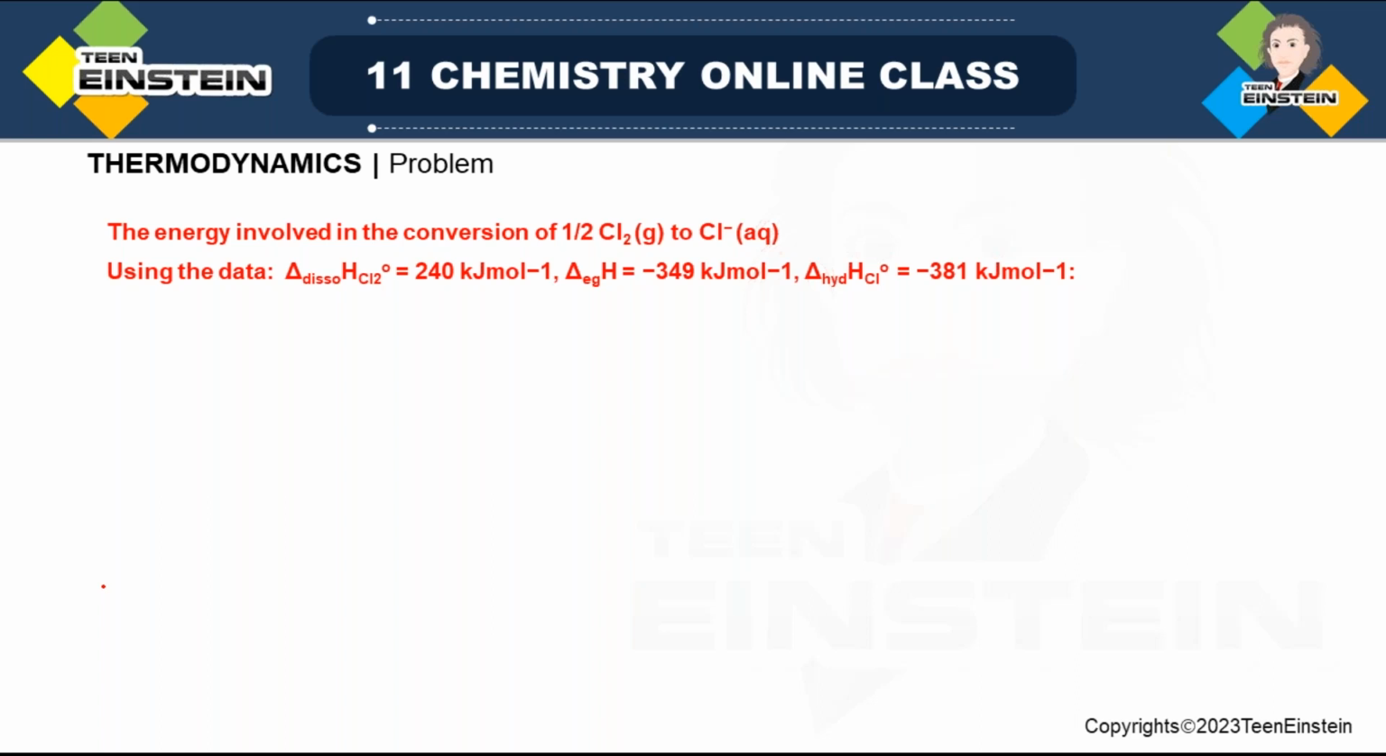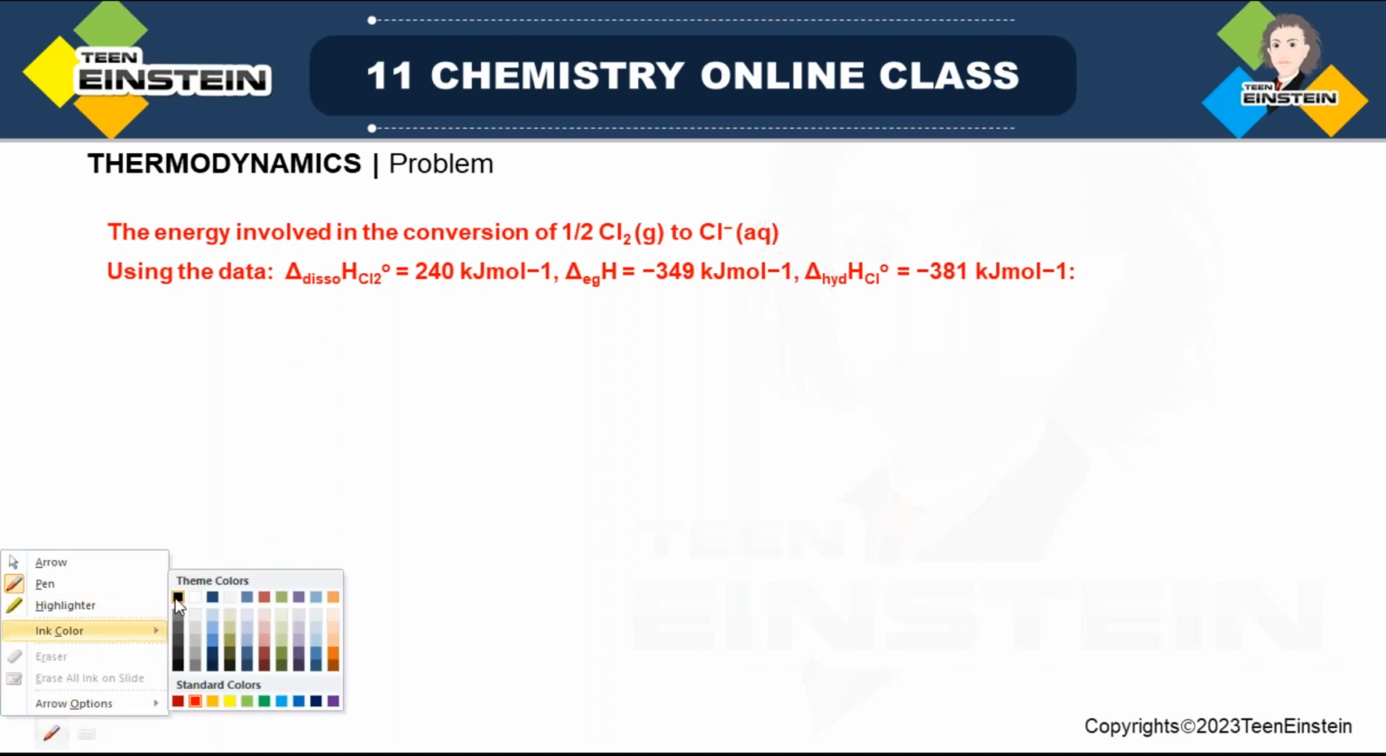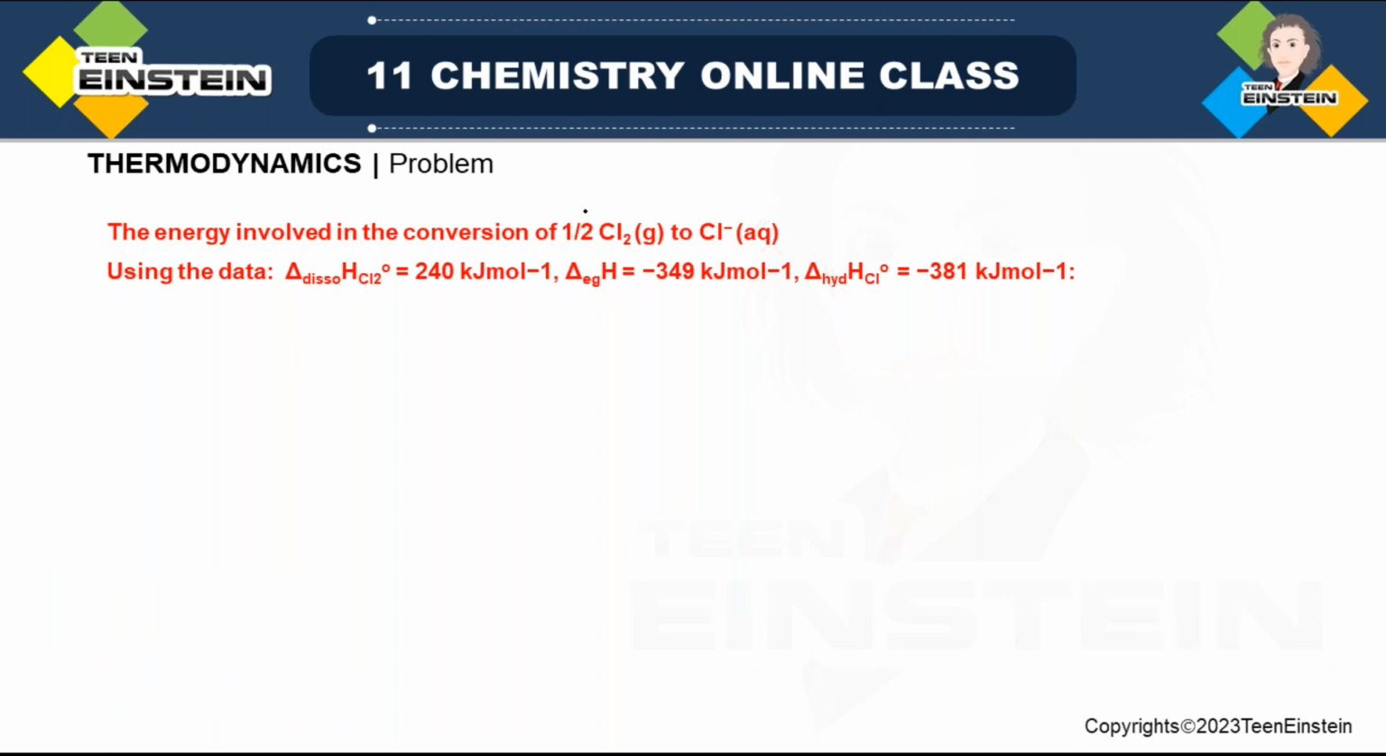So here we have this problem which is based on the relationship which was already discussed in the last class. Here we have to find the energy involved for this process which is already mentioned here. So we have to convert half moles of chlorine gas to Cl minus ion in aqueous condition. For this process, what is the energy involved that we have to find out.